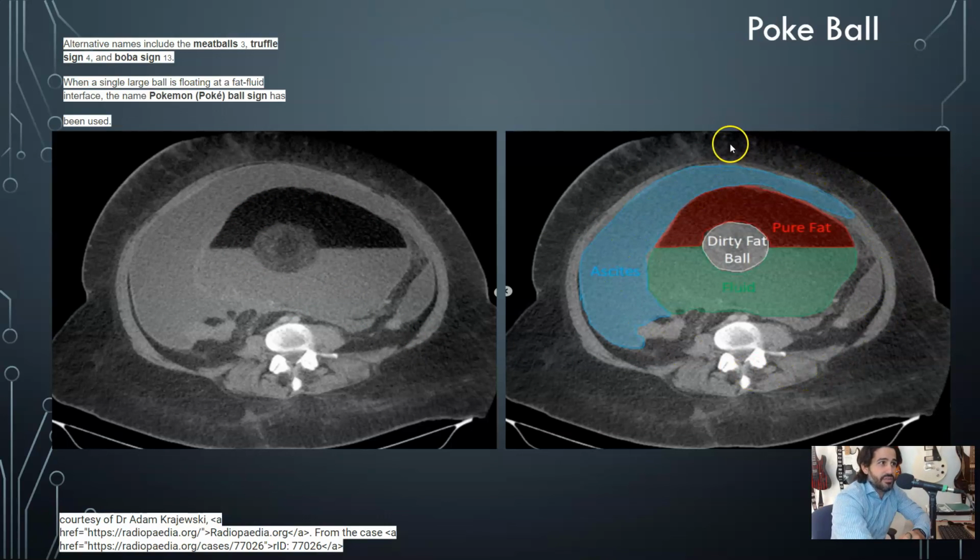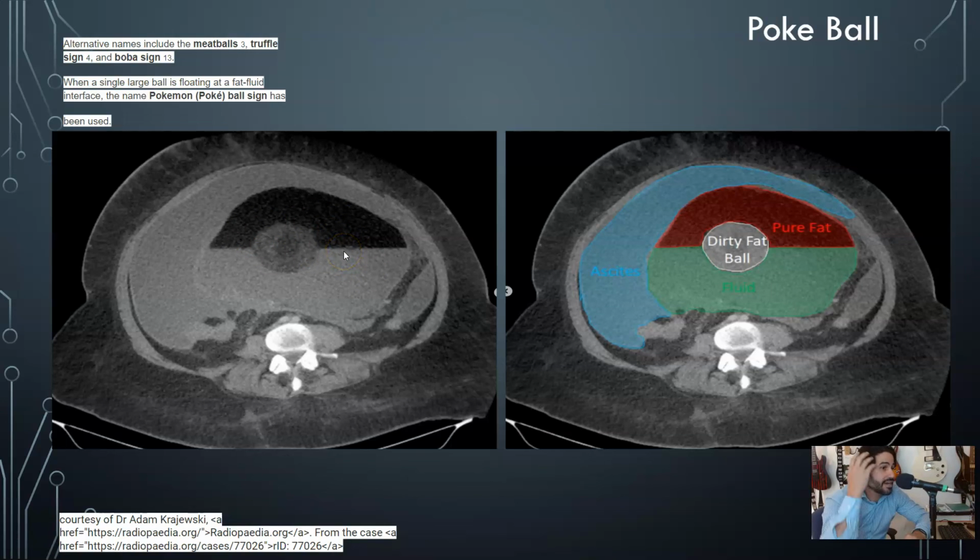He posts a lot of good stuff, where he also does illustrations over the structures for students to know what they are looking at. So supposedly it's supposed to be pure fat, some fluid, and a dirty fat ball, which just sounds hilarious. Dirty fat ball. So the Pokemon ball sign or the Pokeball sign is a cool sign to learn. Now, there is no ultrasound counterpart for this sign, because if you scan a dermoid that looks like this, you're not really going to get the same appearance due to the different densities of the structures.